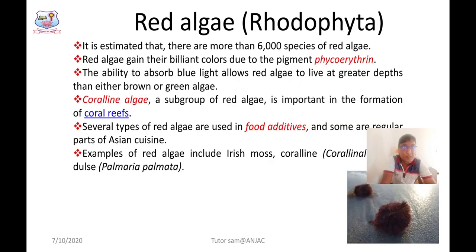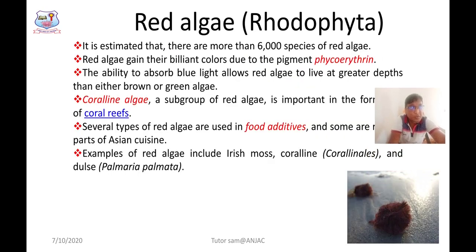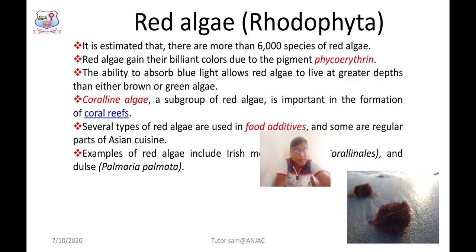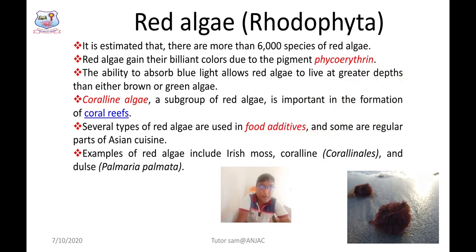Next slide. Red algae, as I told you, is called Rhodophyta. It contains a pigment called rhodophycin. About 6,000 species have been recorded so far. Red algae gain their brilliant color due to the pigment called phycoerythrin. As I told you, the word phyco refers to algae, erythrin refers to red color. The ability to absorb blue light allows the red algae to live at greater depths.